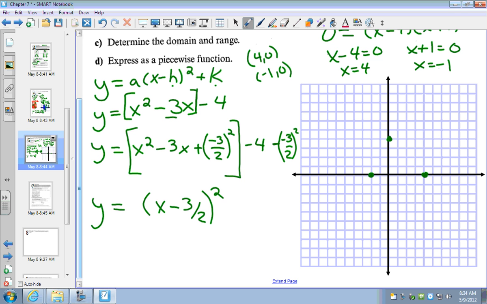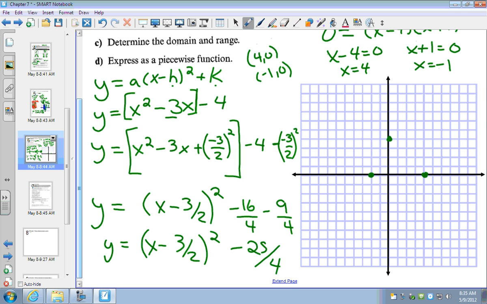And now we just have to do some work here. I'm going to write negative 4 as minus 16 over 4. And this is going to simplify into 9 quarters because I square the top and the bottom. So, did I do that right? 4 times 4 is 16. I did. Okay. So one more thing to do. I get (x minus 3 halves) all squared. Negative 16 minus 9 is going to be negative 25 over 4.